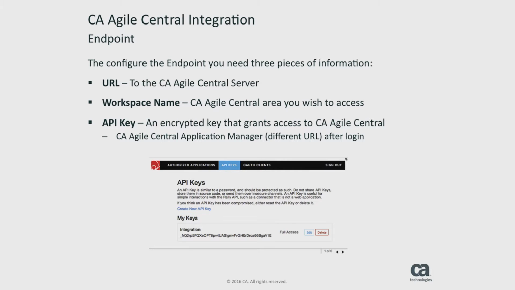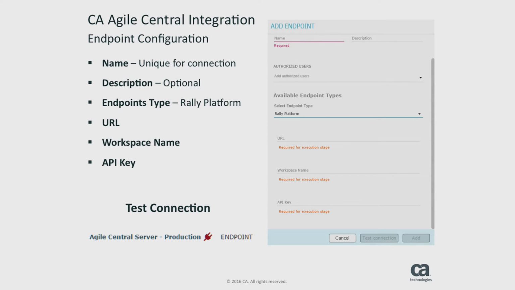Because as you get ready to do your configuration, when you get inside of Continuous Delivery Edition, you're going to go in here and set up the endpoint. What you'll do here is give it a unique name that identifies it, like I call mine Agile Central Server Production. I have another one for demos. And then a description, which is optional. The endpoint, of course, is the Rally platform. You'll do the URL, workspace name, and then you'll paste that API key into that last line.